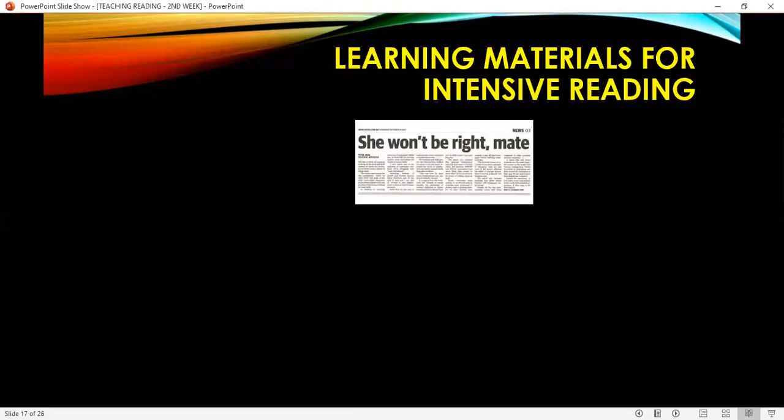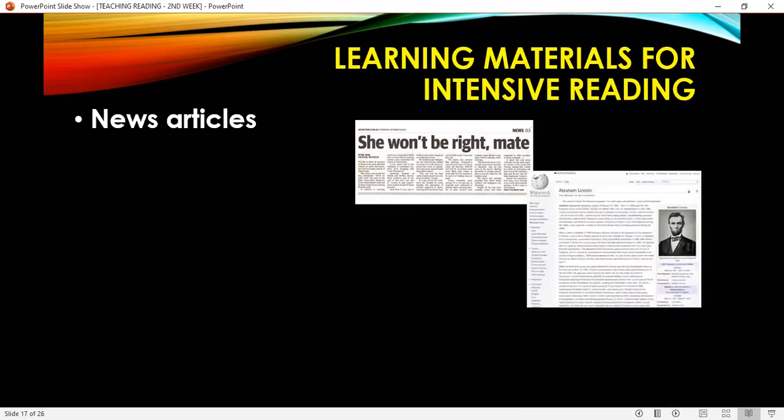For example, here you have this. What is this? Can you tell me what this is? Newspaper. News. It's an article in a newspaper. Short, remember, the test must be short. They are not going to read the whole newspaper, the complete newspaper. Just an article of the newspaper. This is one of them. News articles.